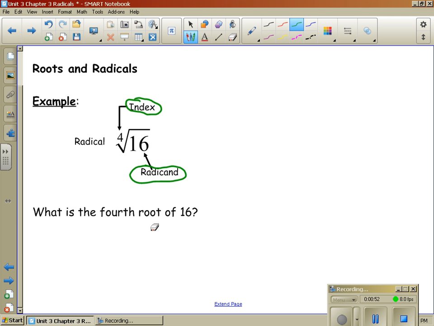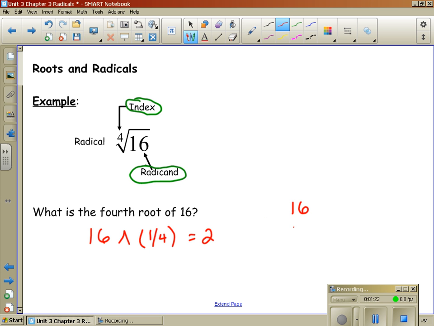So in this example, the fourth root of 16. In your calculator, you would put in 16 caret, and 4 is the 1/4 power. If you put that in your calculator, you're going to see that you get 2. But we can also do this without a calculator. Remember that square roots mean groups of 2. So a cube root would be a group of 3, and a fourth root would be a group of 4.